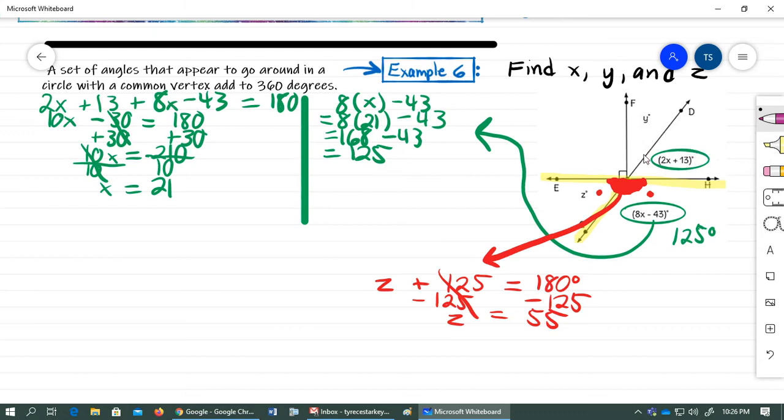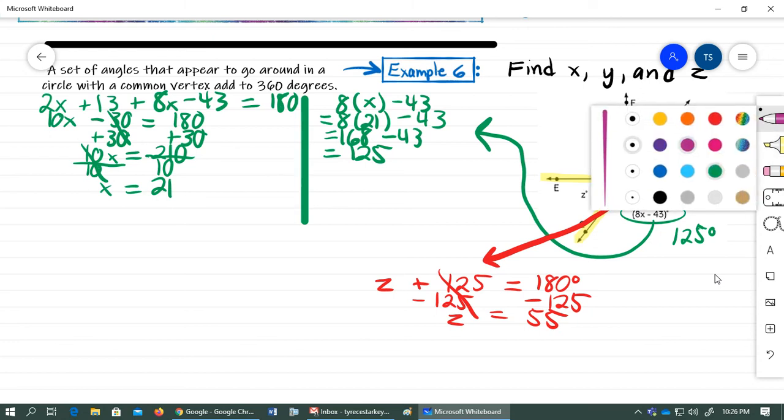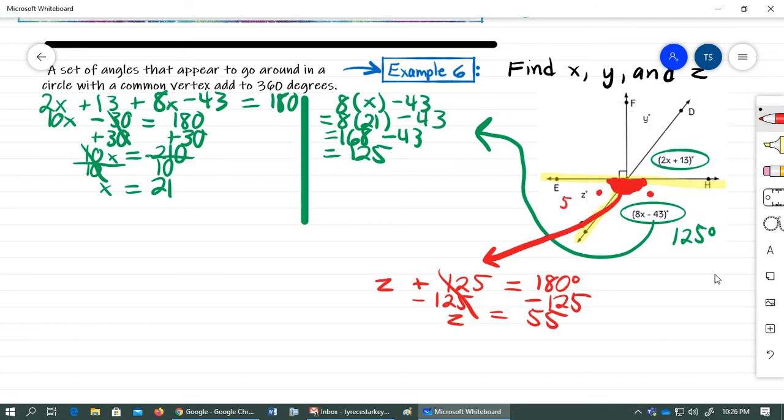is, really, now that we know what Z is, right? If Z is 55 degrees, folks, I'm going to go ahead and write that in right now. Oops, give me a sec. All right, so if we know that Z is 55 degrees, I'm going to write that in real quick. This one here is 55 degrees, because we already figured out that Z was 55.